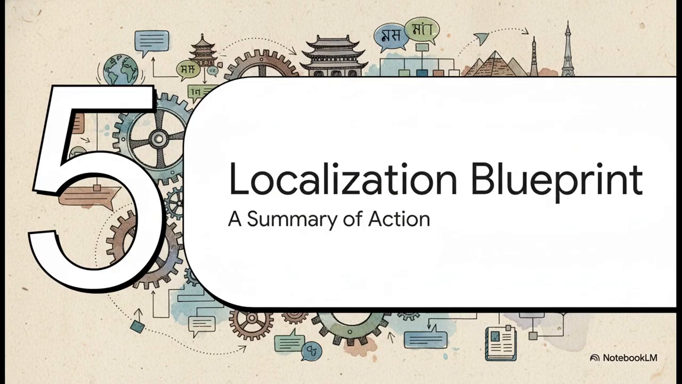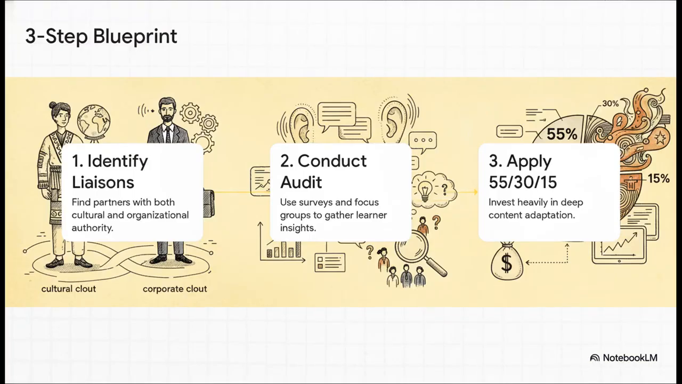So let's pull all this together. Let's distill everything we've covered from the report into a simple, repeatable blueprint that you can actually use. It really boils down to these 3 core steps. First, find your liaisons, those key people with both cultural and company clout. Second, do your homework and conduct a cultural audit. Listen to your learners before you create anything. And third, follow the money. Use that 55-30-15 model and invest heavily in deep, meaningful content adaptation.